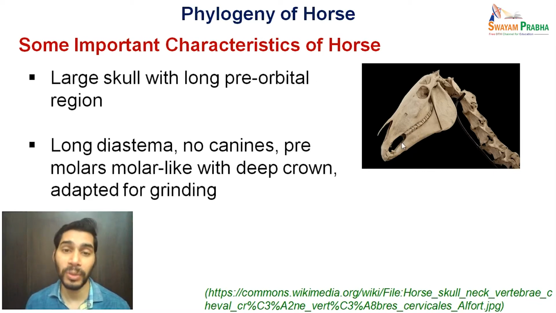There are no canines. The premolars are molariform. They are just like molars with a deep crown. The crown is the structure of the tooth which is visible from outside. So they do have a deep crown, and all these features or characteristics are adapted for grinding. So all these modifications of dentition help us in the grinding process.